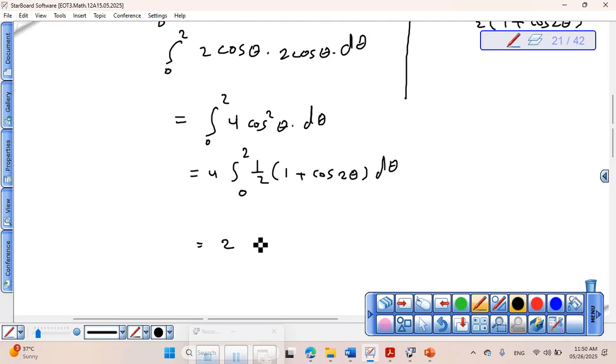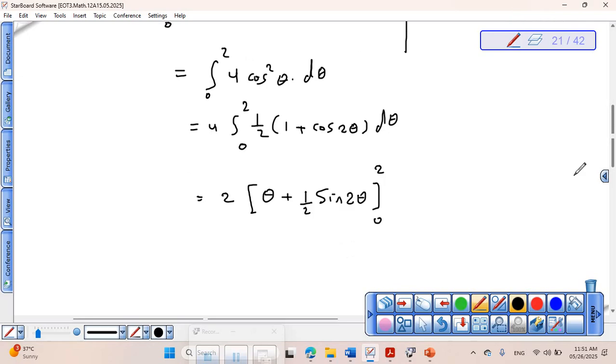This equals 4 times half, so 2, times the integral of 1, which is theta, plus the integral of cosine 2 theta, which is sine 2 theta divided by the derivative of the angle 2, so over 2, times half. The limits 0 to 2 are for x, but for theta they are different.